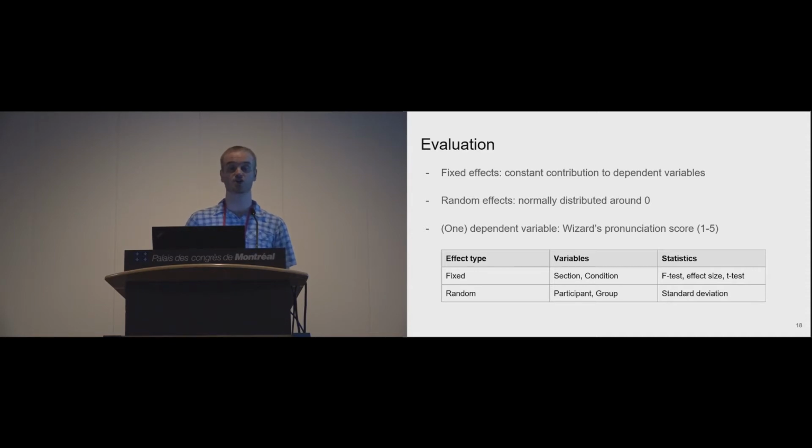We collected data on a number of dependent variables during the intermissions between sections, including a 1 to 5 score of each participant's pronunciation aptitude according to the wizard. We modeled the dependent variables with a mixed effects model. The section number and experimental condition are both fixed effects, meaning we expect them to provide a constant positive or negative effect on the dependent variables. We modeled the individual participants and the group dynamics between participants as random effects, which can vary but are not inherently beneficial or detrimental to the dependent variables.